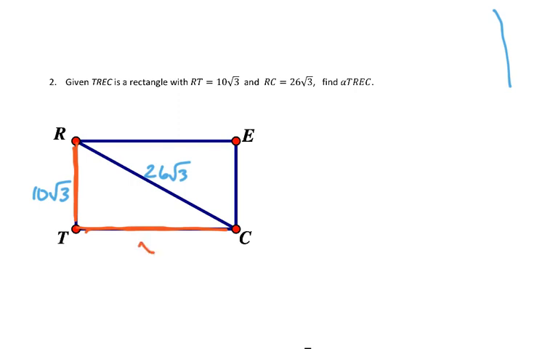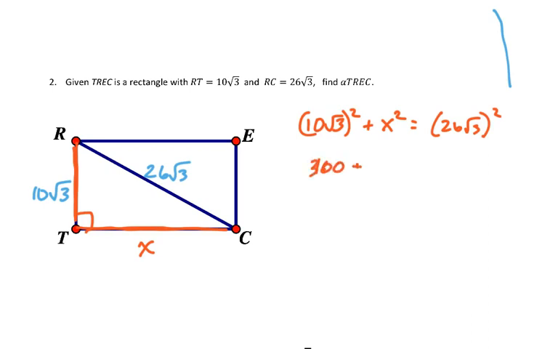I'm going to pick TC and I'm going to call it X, because since I know this is a rectangle and all rectangles have right angles, I can use the Pythagorean theorem to figure out the value of X. Setting up the Pythagorean theorem, 10 square root of 3 squared plus X squared is equal to 26 square root of 3 squared. Well, 10 square root of 3 squared is 300, plus X squared is equal to 26 square root of 3 squared would be, let me get out my handy dandy calculator.